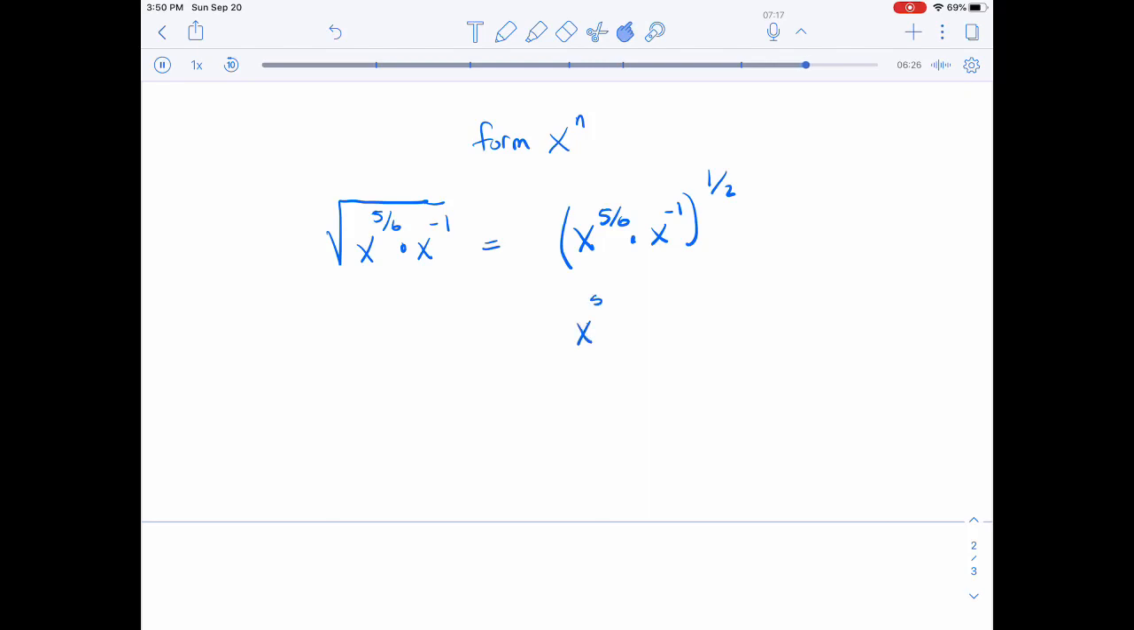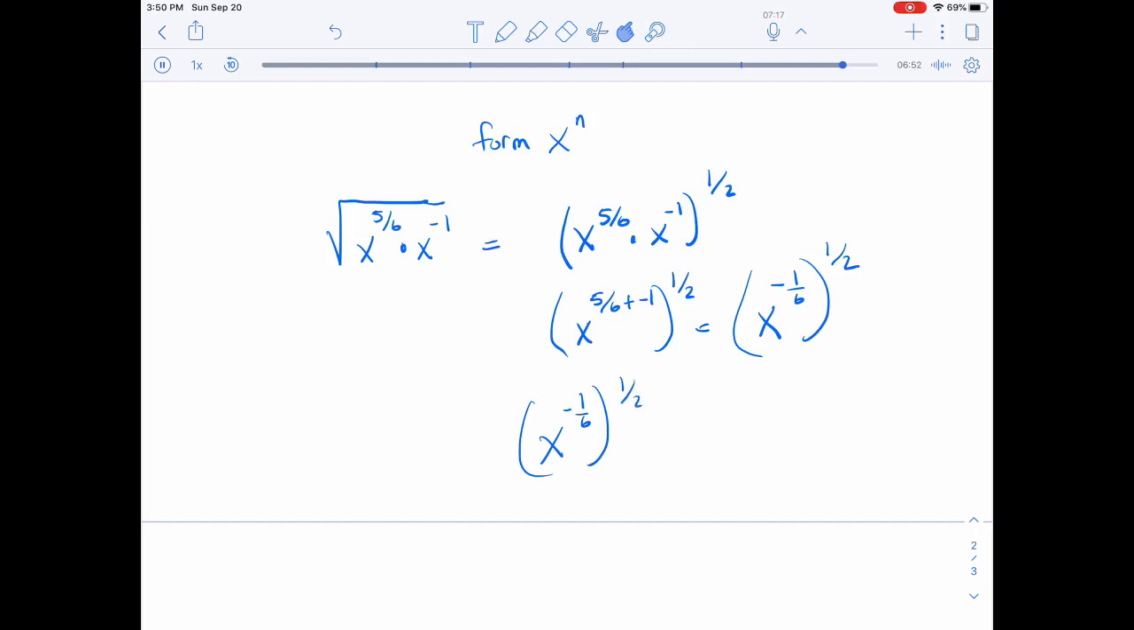I'm going to add them. So I have 5/6 plus a negative 1, and that whole expression is still raised to the 1/2 power. So that simplifies to x to the negative 1/6 raised to the 1/2 power. Now, using the power of a power property, I would multiply my exponents. So a negative 1/6 raised to the 1/2, I can multiply that, and that becomes x to the negative 1/12.